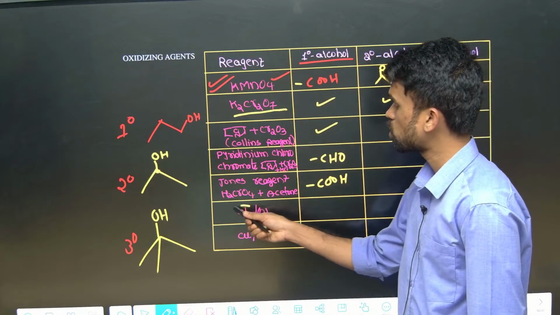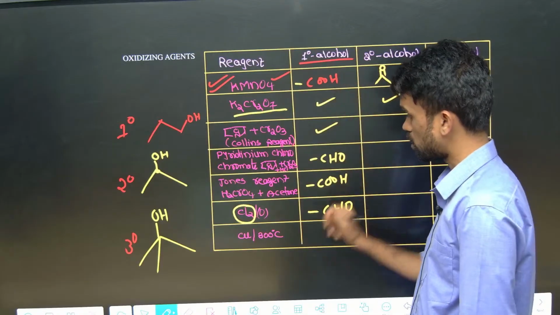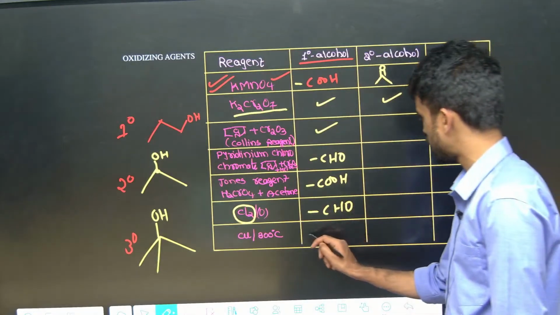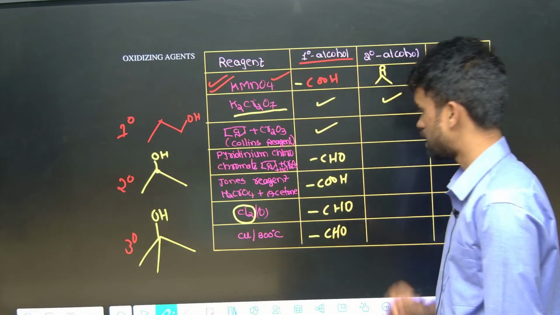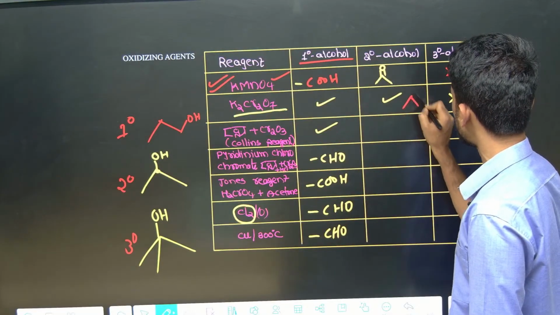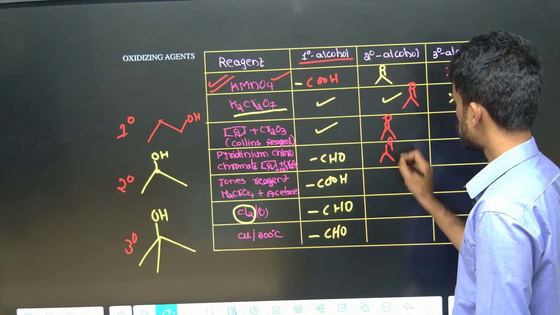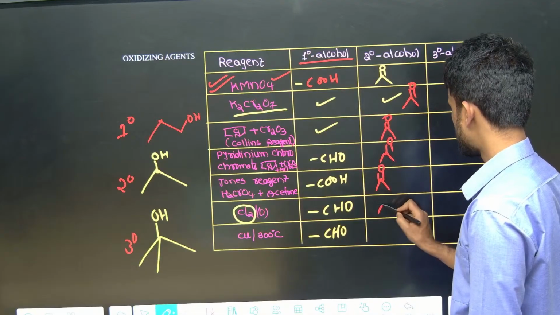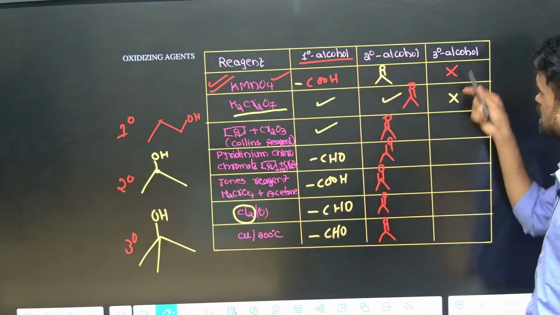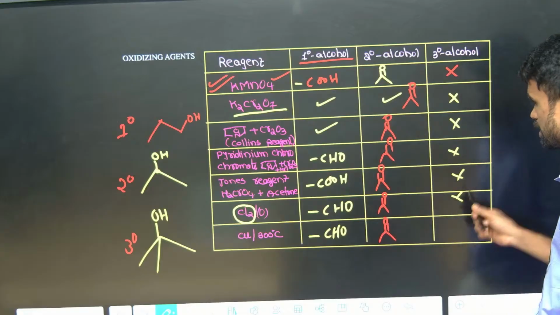With this chlorine reagent it will form aldehydes. With copper, we will be getting aldehyde here. And when it comes to secondary alcohols, here it is again ketone, ketone here and ketone here also. Jones reagent here also gives ketone, and this is also ketone. When it comes to tertiary alcohols, no reaction, no reaction, no reaction, no reaction, until here it is no reaction.